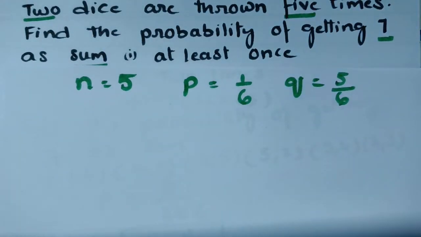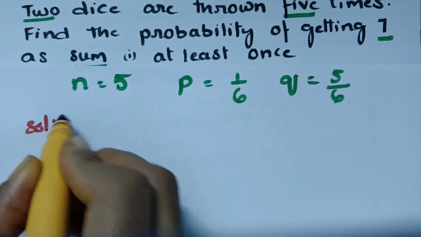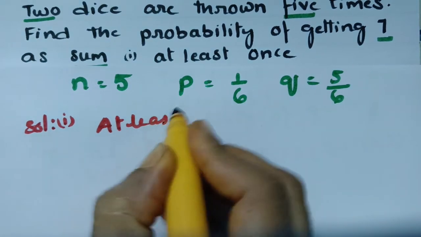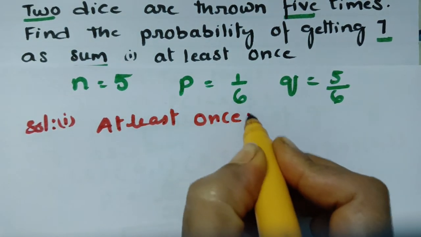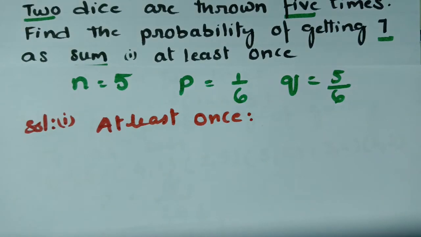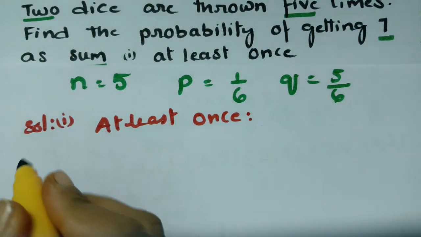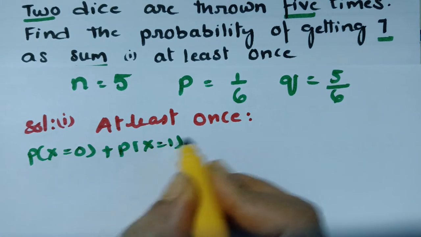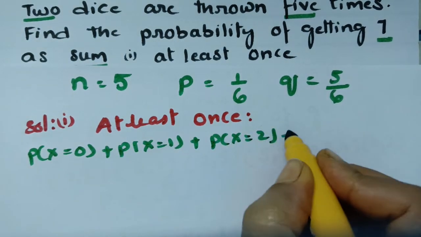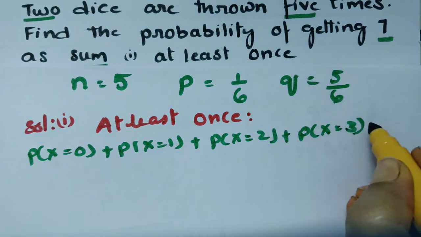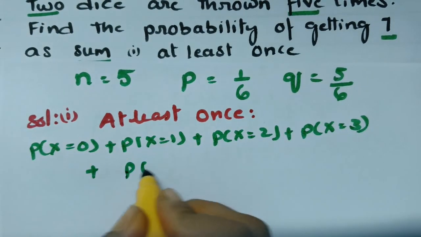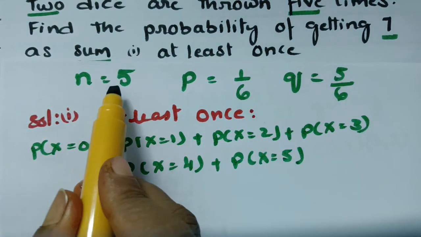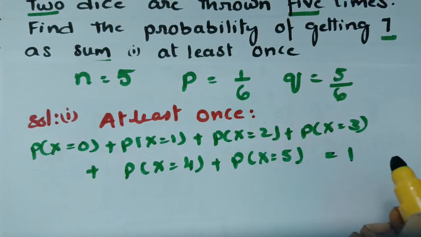Now we have to find the solution 1, for at least once. At least once means minimum 1, maximum 5 times. We have total probability, that is the probability of x equal to 0 plus x equal to 1 plus x equal to 2 plus x equal to 3 plus x equal to 4 plus x equal to 5. As n is equal to 5, the total probability is equal to 1.